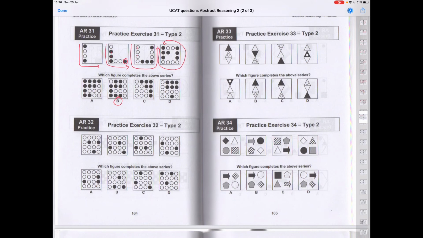And stop. So the answer for this one is it's to do with these circles moving. So let's work out how they are moving, the black ones. So we're moving from this one, it's moving along.